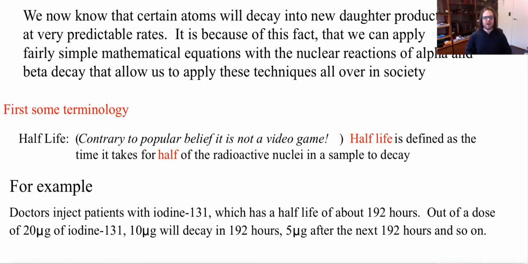Here's one example of half-life being used in the medical field. Let's say a doctor injects patients with iodine 131, which has a half-life of about 192 hours. Out of a dose of 20 milligrams of iodine 131, only 10 milligrams will decay, which is half of it, in the first 192 hours. And then 5 milligrams in the next 192 hours, and so on. We just keep on halving it.